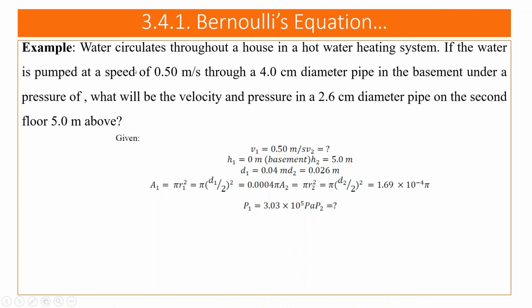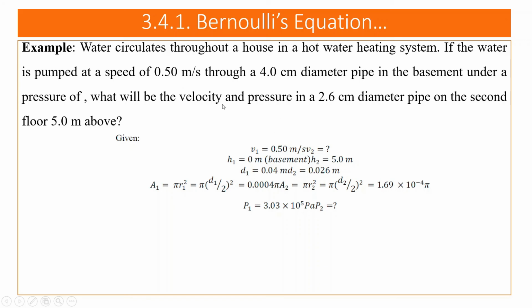Okay, so there is an example. Water circulates through a house in a hot water heating system. The water is pumped at a given speed through a 4 centimeter diameter pipe in a basement under a pressure. What will be the velocity and pressure in the 2.6 centimeter diameter pipe on the second floor? The second floor is at a height of 5 meters. So first we have two important points listed in this question.